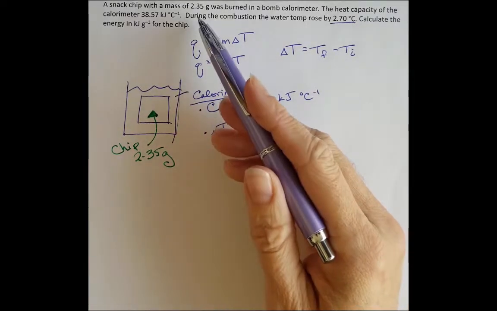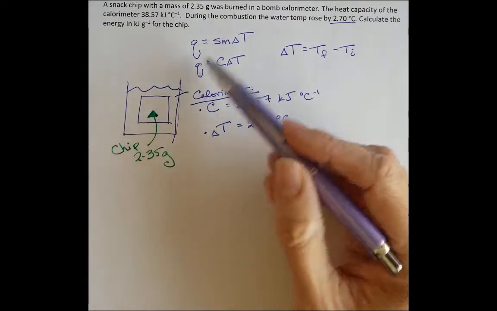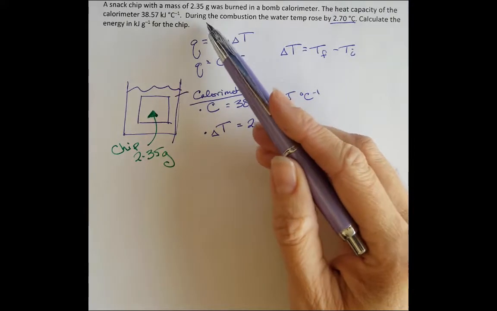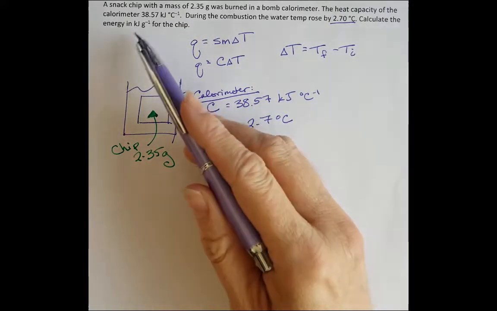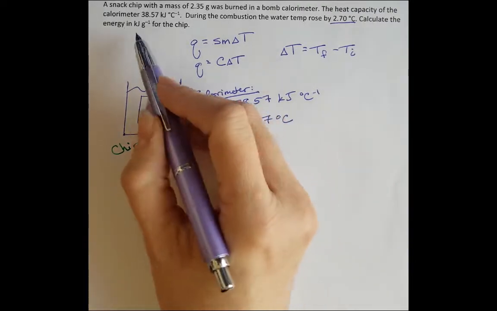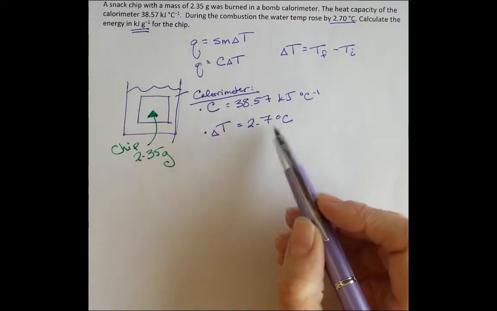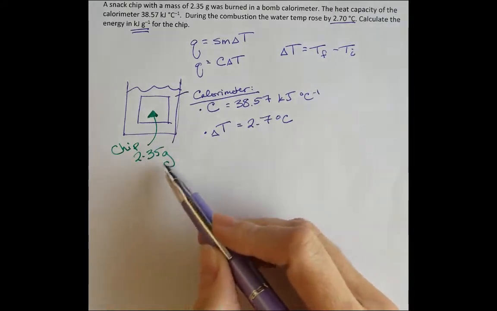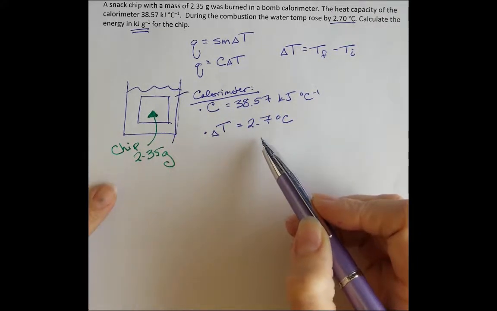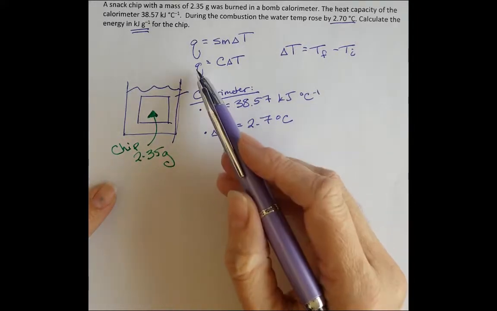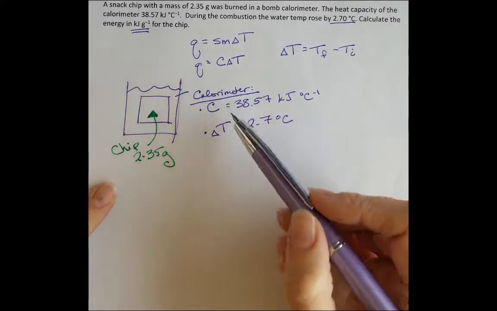It's not talking about the chip changing temperature, it's talking about the calorimeter. Because your snack chip is basically going from being a lovely little chip thing to being combusted, to being a bunch of ash. So then we want to calculate the energy in kilojoules per gram for the chip. Well, all we know is about the calorimeter. We have a little bit of information about the chip, but most of what we have is about the calorimeter. So we're going to use something that would give us information about the energy from that.